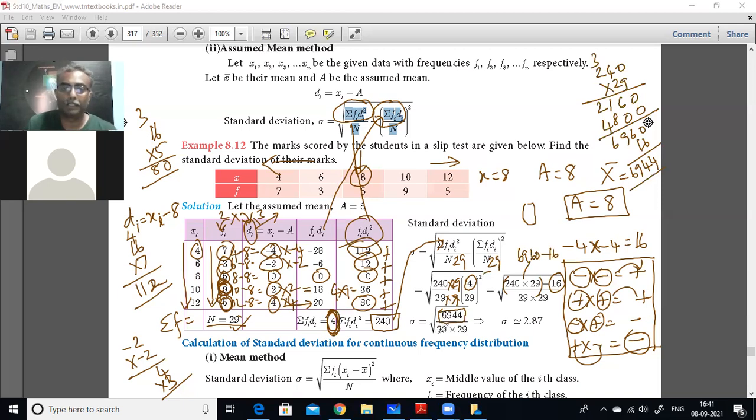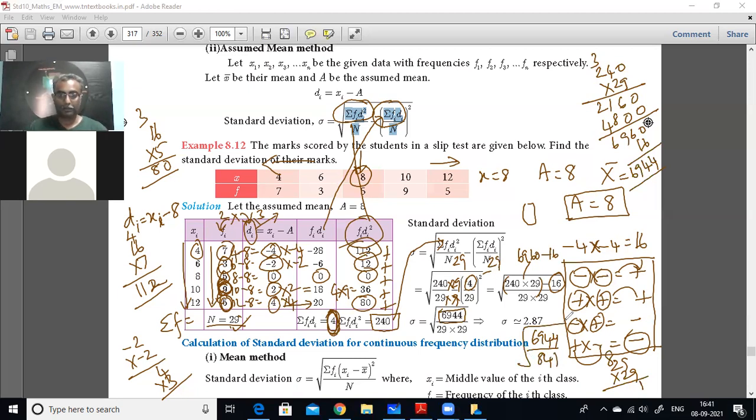Like this only you got. Denominator is 29 by 29, so multiply 29 by 29. Use your calculator. We'll put 29 into 29 on the calculator and see. You have calculator? Yes, sir. It's 841. 29 into 29 is 841. So the root of 6944 by 841.